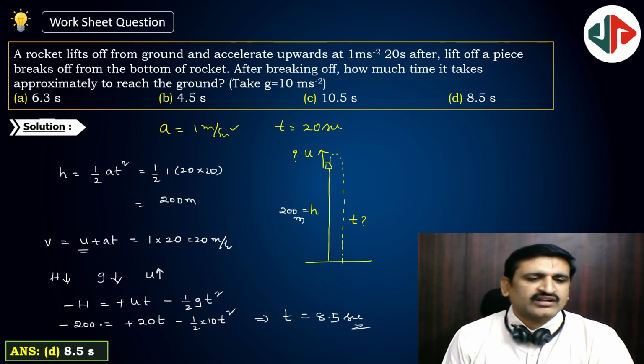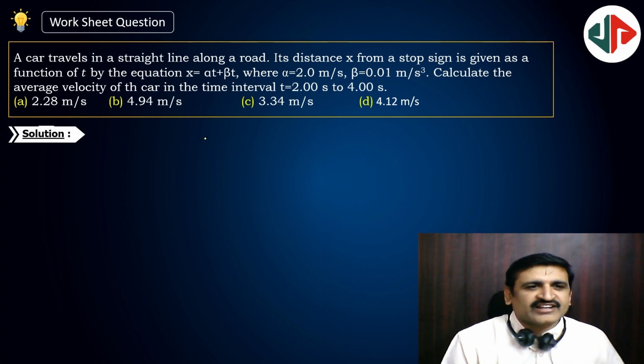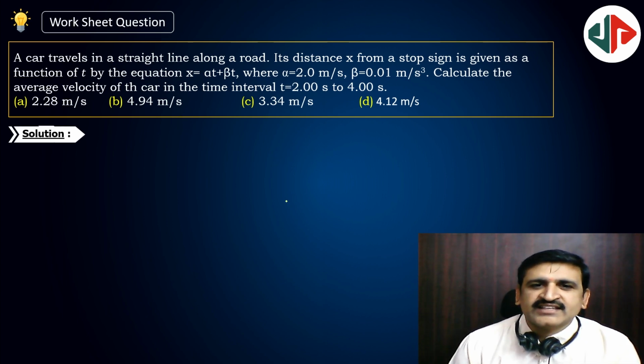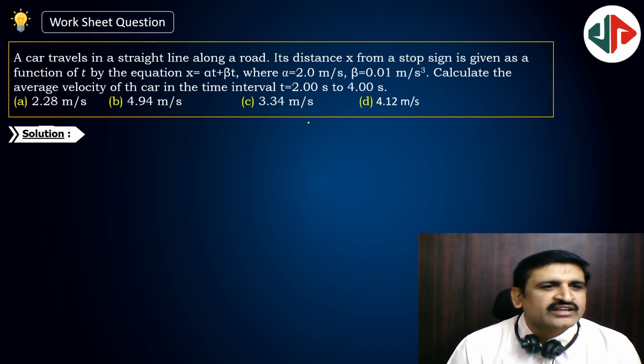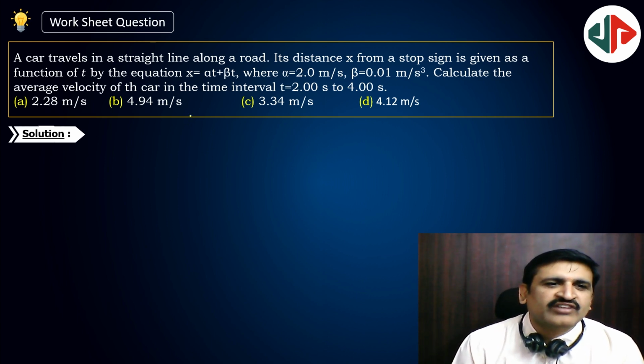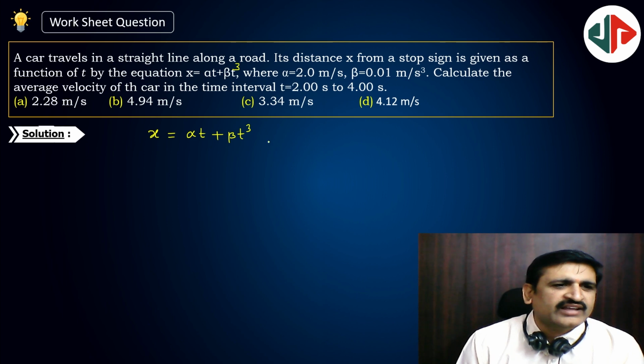Next. This simplification you can do, it's a quadratic equation. Quadratic equation simplification everybody can do. Next. A car travels in a straight line along a road. The distance x from a stop sign is given as function of t by the equation x is equal to alpha t plus beta t cube, where alpha is this, beta is this. Let me write it. X is equal to alpha t plus beta t cube. Calculate the average velocity of the car.